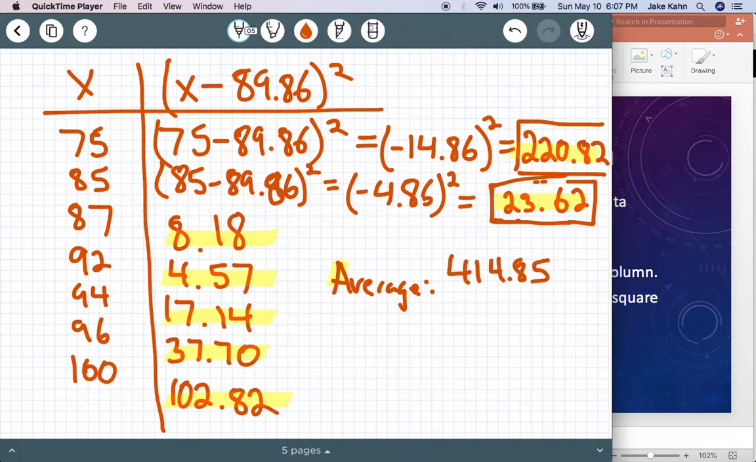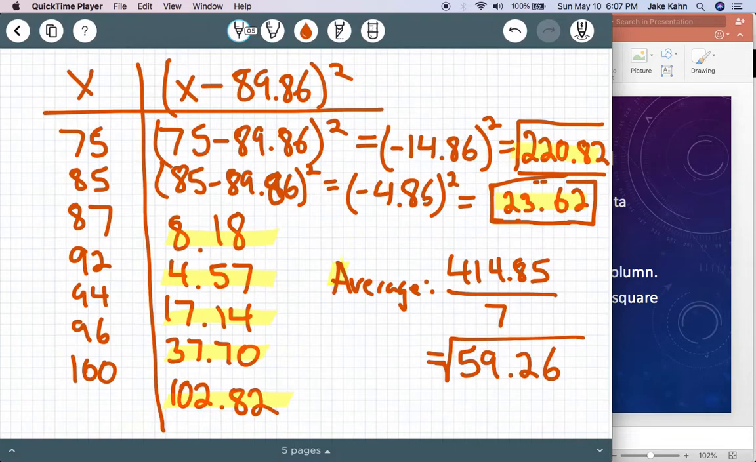And then I'm trying to find the average, so I divide that sum by the number of points, which is 7 in this problem. And I get 59.26. My final step to find sigma is I square root that answer. And I get a standard deviation when I square root 59.26 of 7.70. This is what sigma is equal to for this problem.